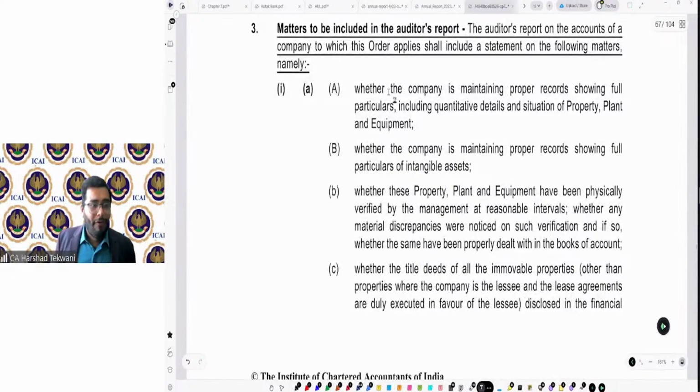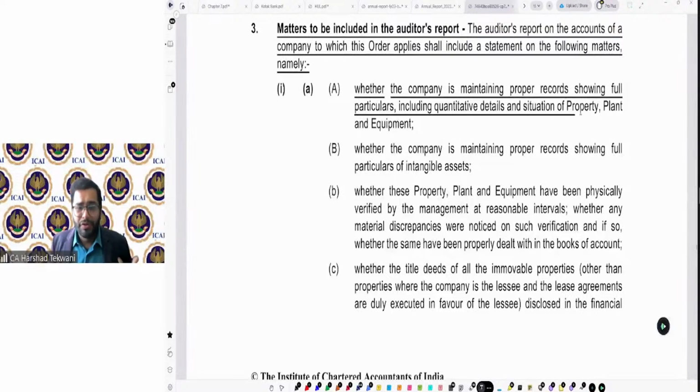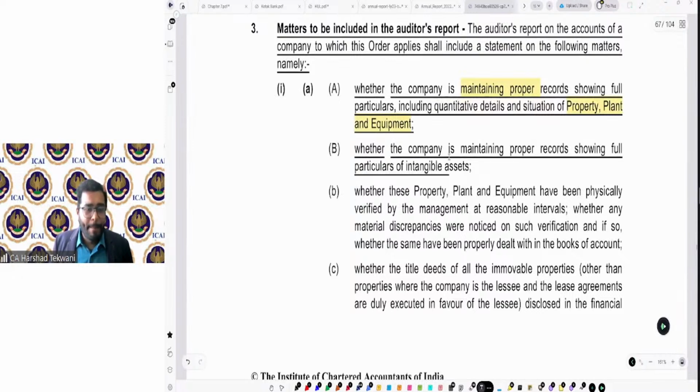Number 1: whether the company is maintaining proper records showing full particulars including quantitative details and situation of property, plant and equipment. So with respect to the fixed assets, whether proper records have been maintained for property, plant and equipment. Second, whether the company is maintaining proper records showing full particulars of intangibles. Again, part of my fixed assets. Earlier it was property, plant and equipment, now proper records with respect to intangibles.